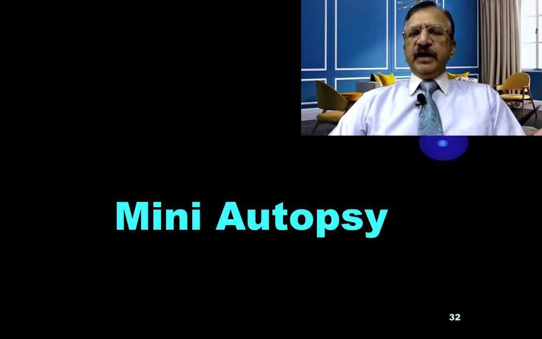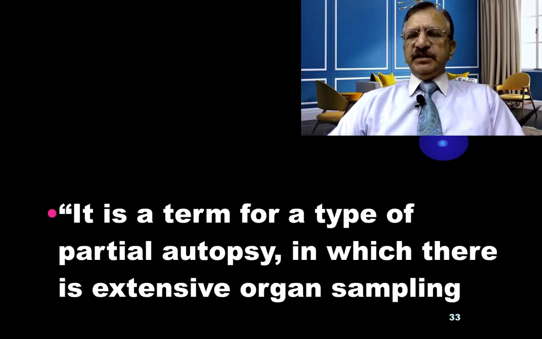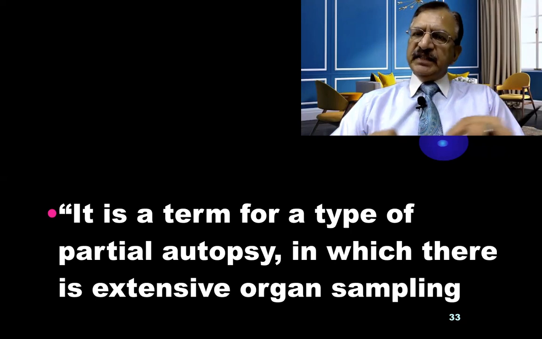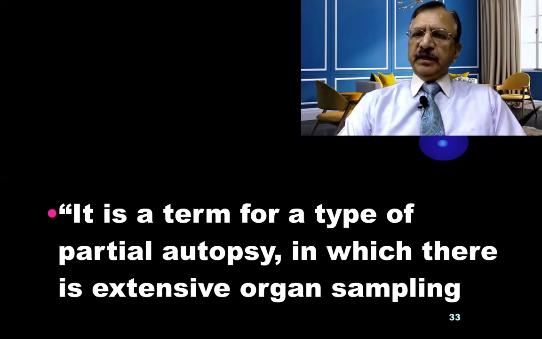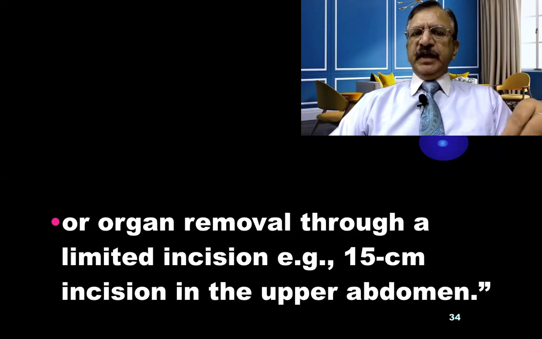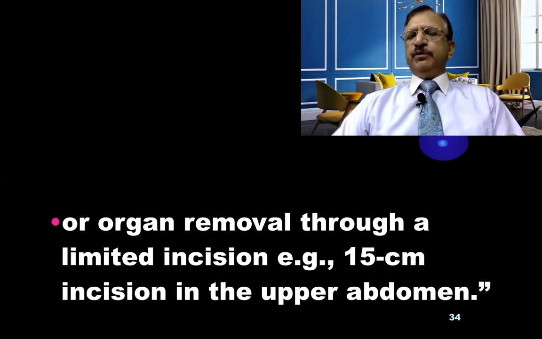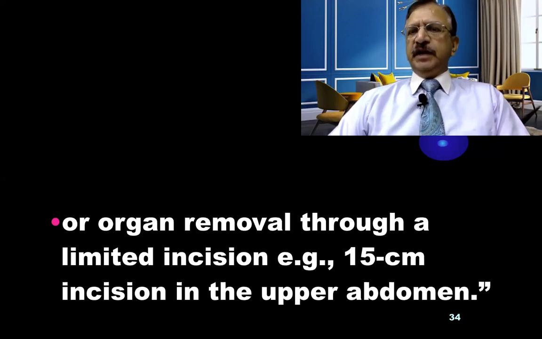Now, regarding the mini autopsy, this is the term for a type of partial autopsy in which there is extensive organ sampling but not complete opening of the cavities, and organ removal through a limited incision, which can be up to 15 centimeters in the upper abdomen, and from there you can collect the organs.